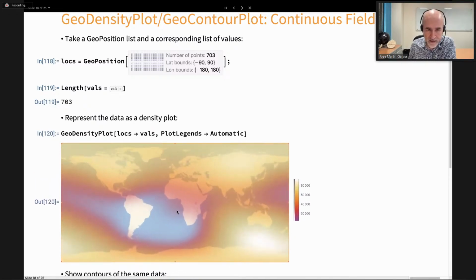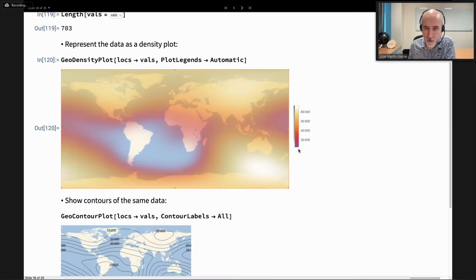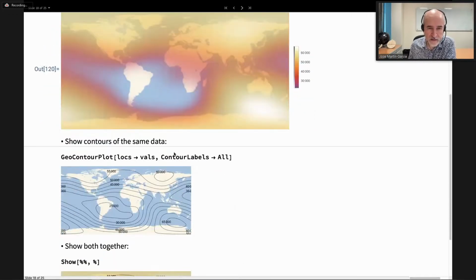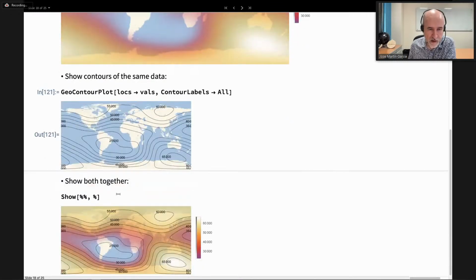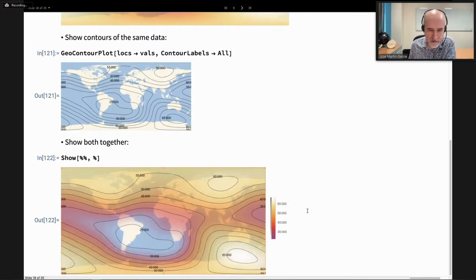Again, we get this map. That's the legend. We are using both colors and opacity. We can draw the same map using contours and their labels. And now with Show, a standard function from the Wolfram Language to merge different graphics results, we get that map that contains both the density map and the contour labels and the contours.